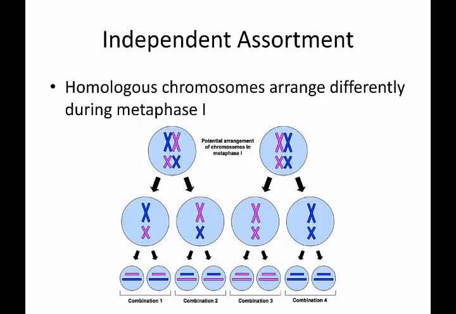The second way in which we can form variation during meiosis is independent assortment. And this is just the fact that chromosomes can align differently during metaphase 1. So remember, during metaphase 1, we have lining up of homologous pairs. So we have one homologous pair here, and a second here. One here, and one here. So notice that the homologous pairs can line up differently. So here's one possibility, and here's a second possibility.